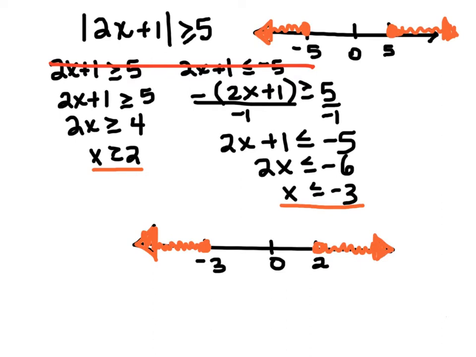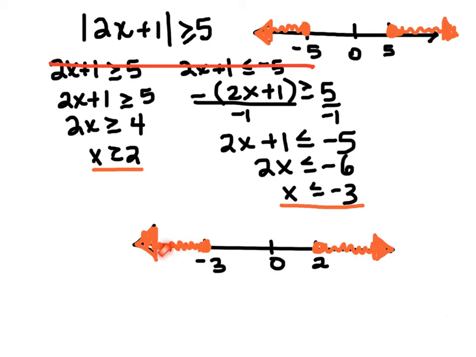Now let's just pick something. I like to pick 0. And if I plug 0 in, should it work or should it not work? Well, it's not in my highlighted region, so it shouldn't work. If I put 0 in here, I get the absolute value of 1 is greater than or equal to 5. Well, that's not true, so 0 doesn't work. Let's try a number over here, 4. If I put 4 in here, I get 8 plus 1. The absolute value of 8 plus 1 is definitely greater than or equal to 5. Okay, so these numbers work.